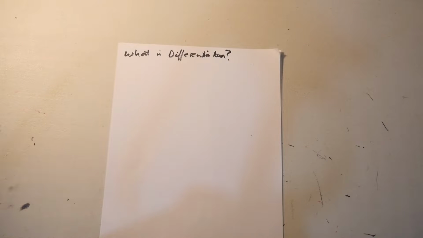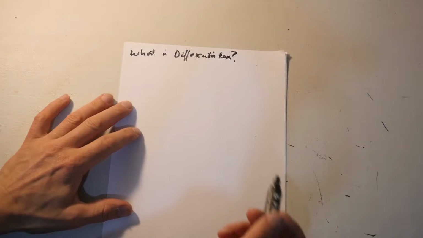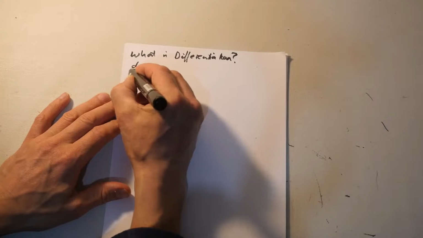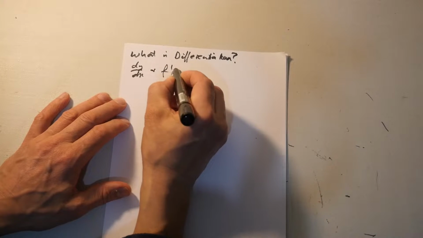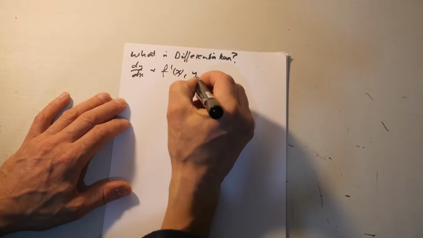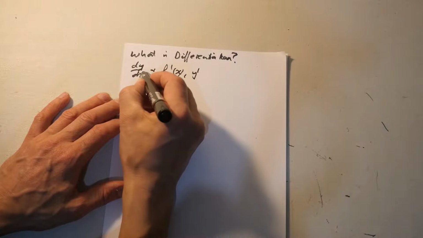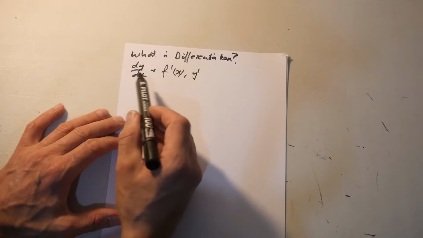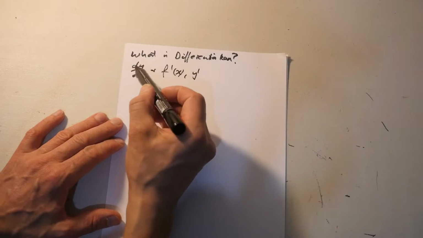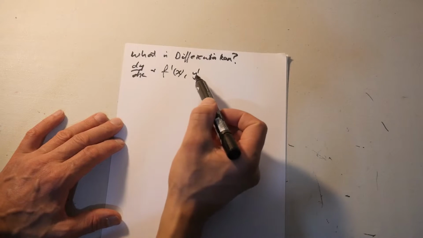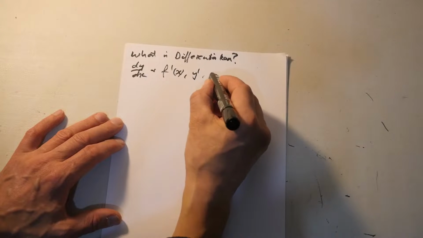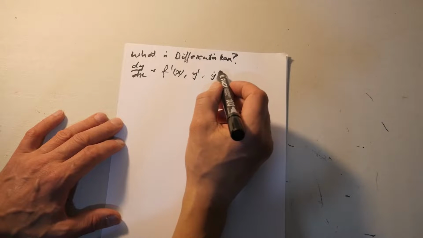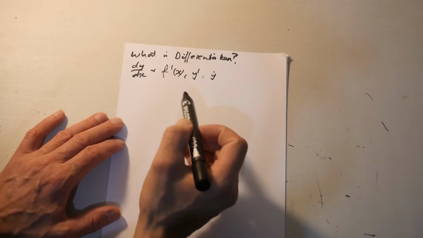Thought I'd make a video on what is differentiation. Been meaning to do this for ages. I don't mean just doing dy by dx or f dash of x, or y dash. That's not what I mean. What I'm saying is, what is the process of taking dy by dx, or f dash of x, or y dash, we can call it y dot even, what does this process do?